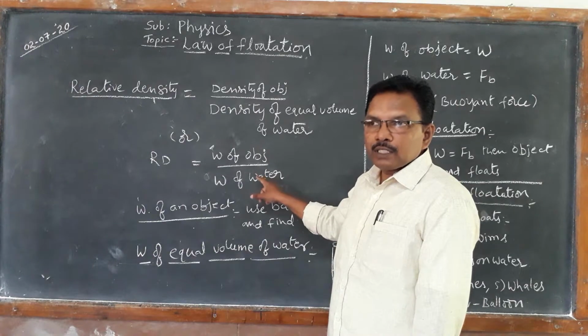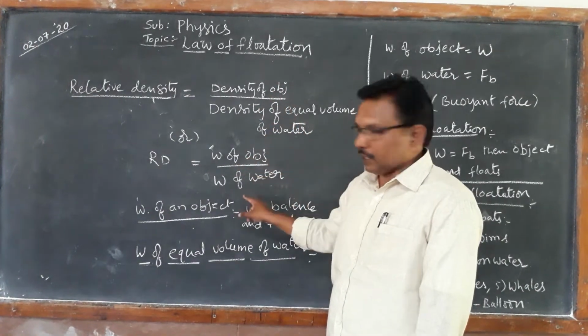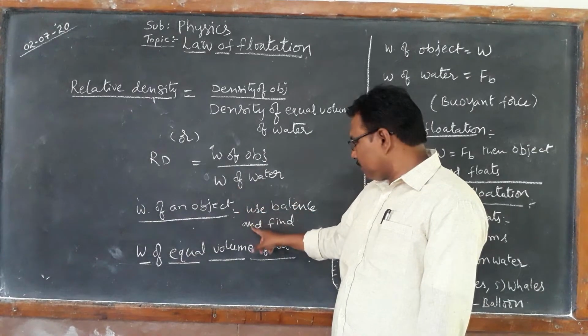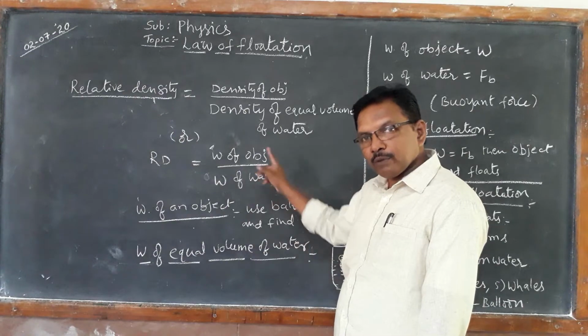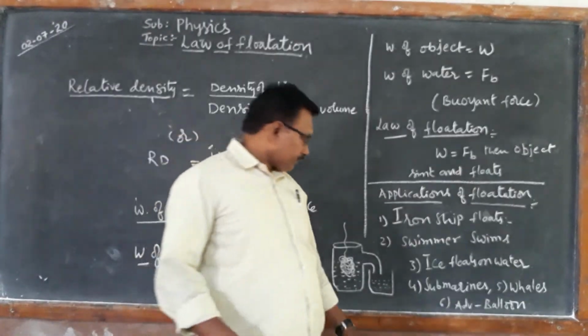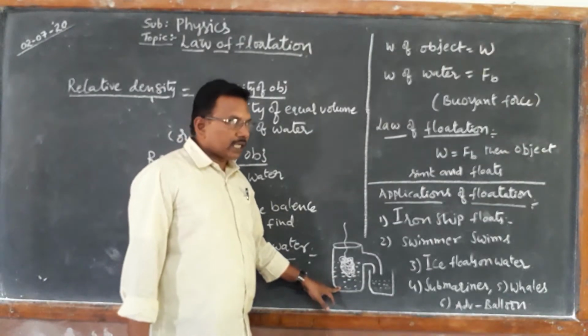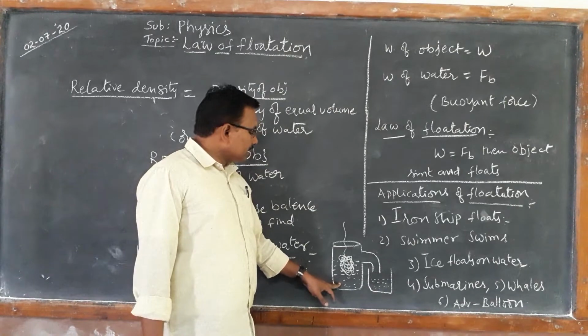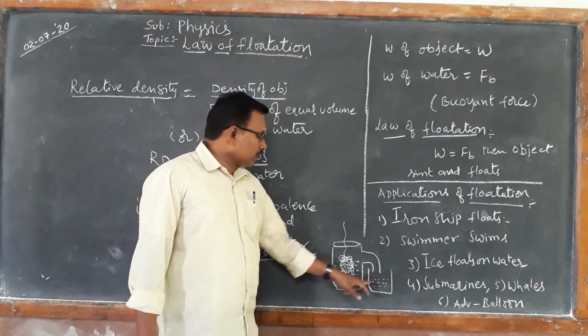Now how to find the equal volume of water to the object? The water must have equal volume to the object, and then we find the weight of that water. How to find it? There is a method. See, this is the Eureka can. By using the Eureka can, we can measure the equal volume of water.